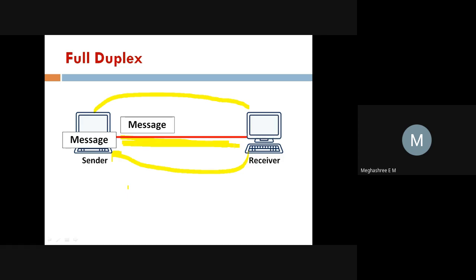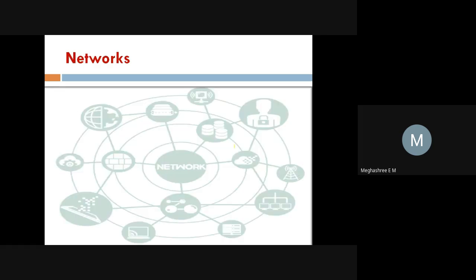Example for simplex can be keyboard or monitor. And example for half duplex, walkie-talkies. And example for full duplex, telephone network. Okay, these are the three types of data flow.